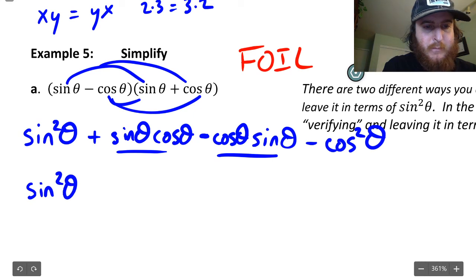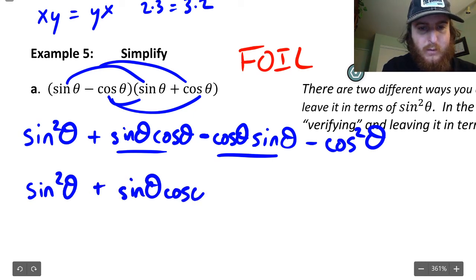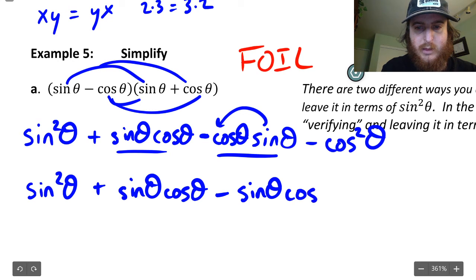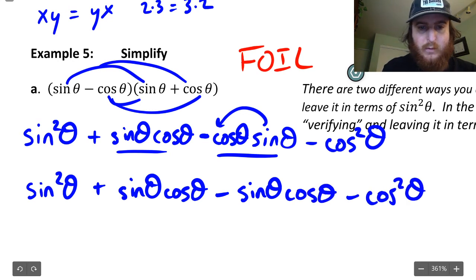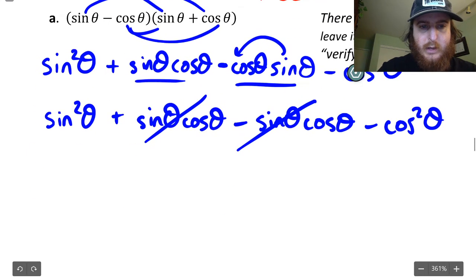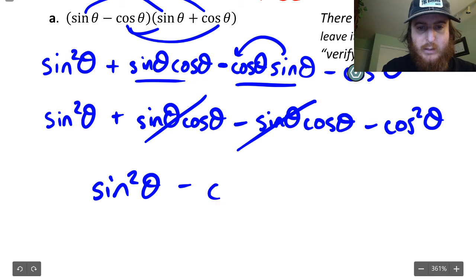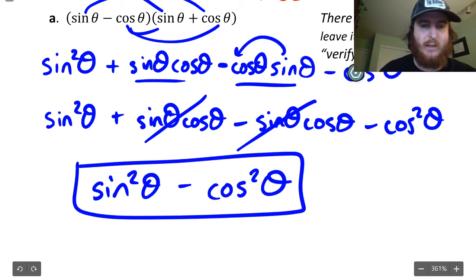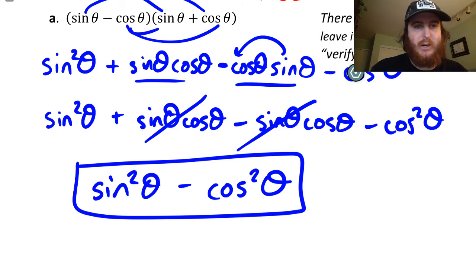Sine squared theta plus sine theta cosine theta minus, I'm just going to move this one in front, write the sign in front, sine theta cosine theta minus cosine squared theta, right? These guys cancel out, and we're left with sine squared theta minus cosine squared theta. And to me, this is the answer I would expect the AP test to have. I would not simplify it any further.